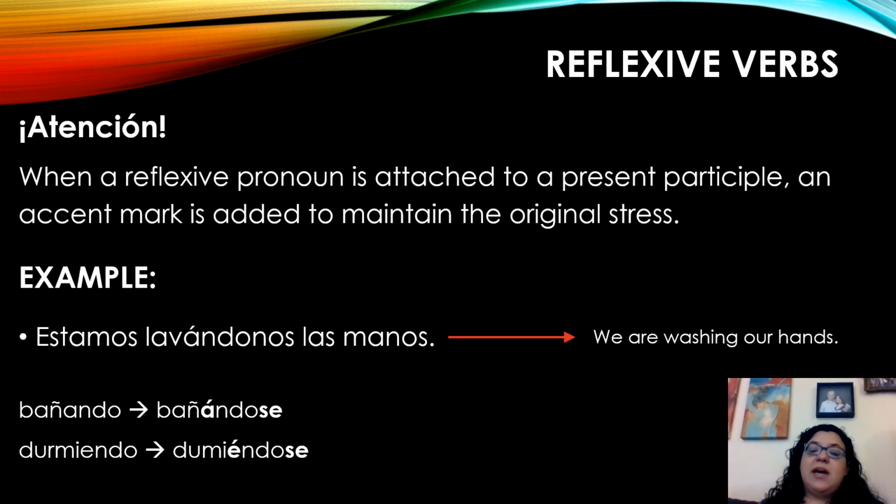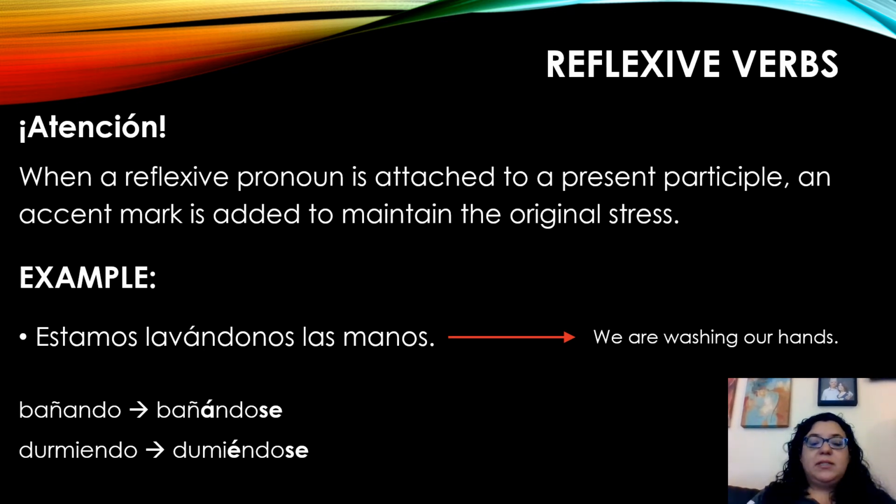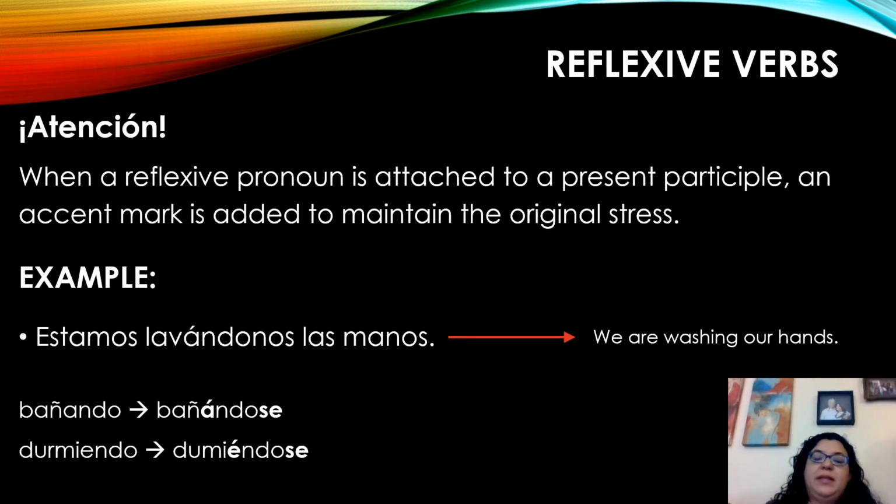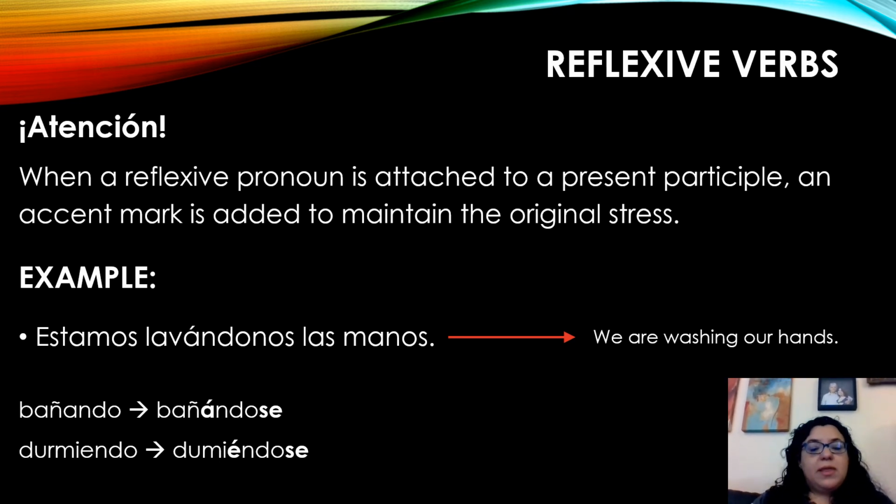And it's so that it would sound the same. Because if we don't put that accent mark, it could be something like lavandónos, and that would not make sense. So to keep that same stress, we're going to say lavándonos, and we need that accent mark. So example, bañando, bañándose, durmiendo, durmiéndose. So if you notice, it keeps the stress in the same place.